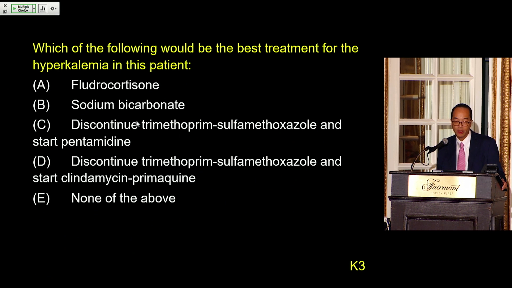The problem is that pentamidine does the exact same thing, also an organic cation that inhibits ENaC. So swapping trimethoprim for pentamidine would be wrong. So you have to choose something else, such as clindamycin.